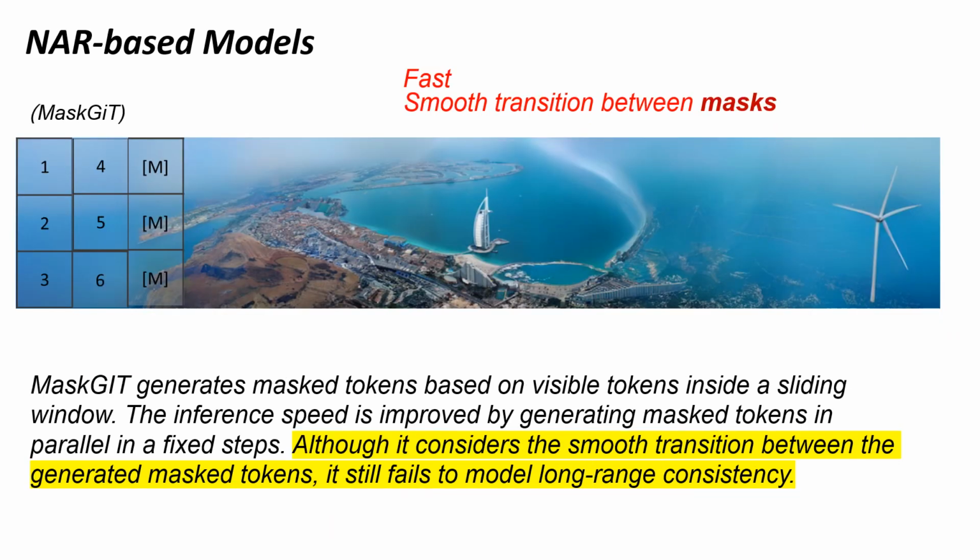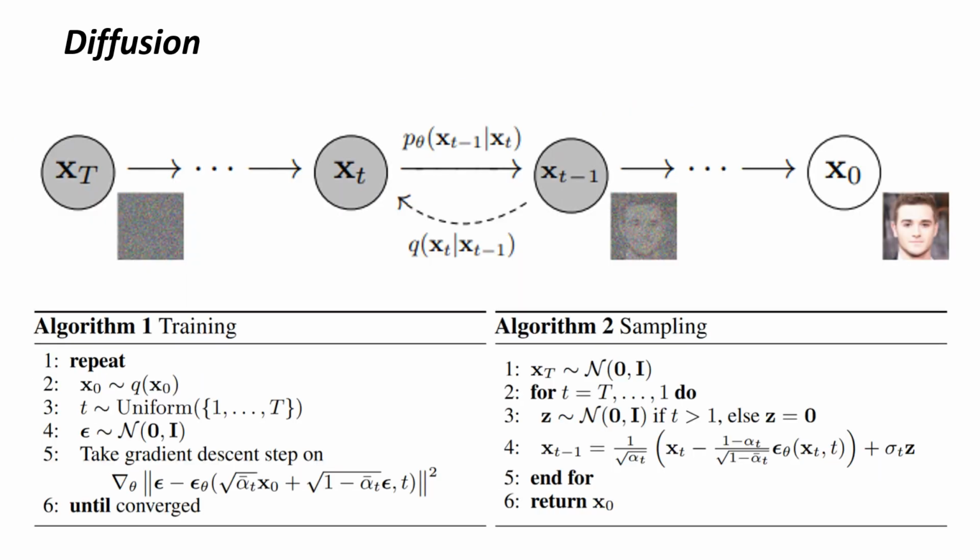MaskGIT generates mask tokens based on visible tokens inside a sliding window. The inference speed is improved by generating mask tokens in parallel in fixed steps. Although it considers a smooth transition between the generated mask tokens, it still fails to model long-range consistency. DDPM is the first work to explore the possibility of applying diffusion models to higher quality image synthesis. It connects the diffusion models with denoising score matching with Langevin dynamics. It is flexible and only depends on sampling from the noises.